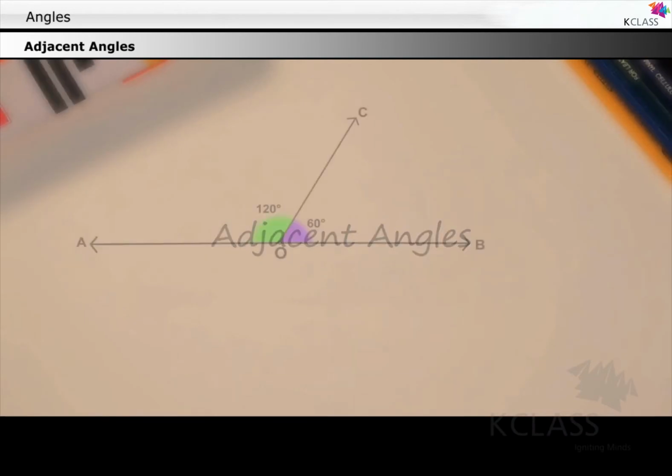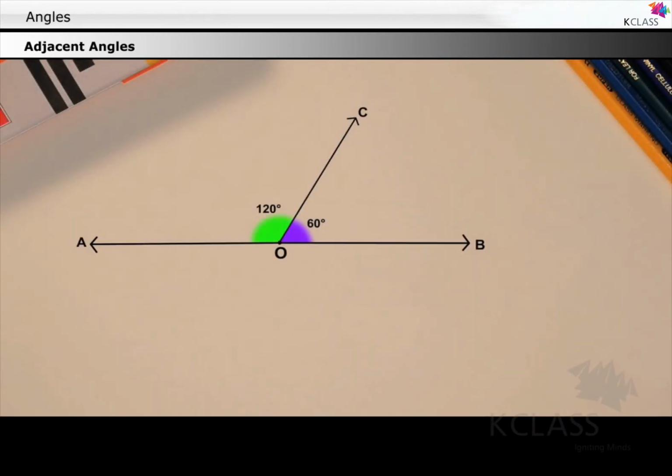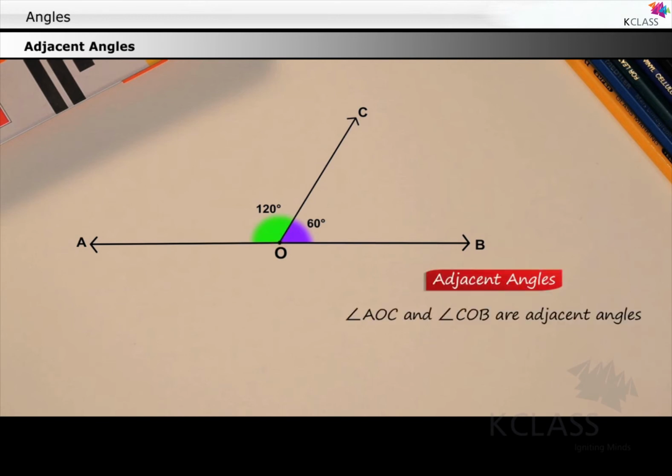Adjacent angles. Friends, look at this figure. Angles AOC and COB. They lie next to each other with a common arm OC. Adjacent means next to. So these two angles are adjacent angles. When two angles lie on opposite sides of a common arm and have a common vertex, they are known as adjacent angles. Note that the adjacent angles need not be equal in measure.